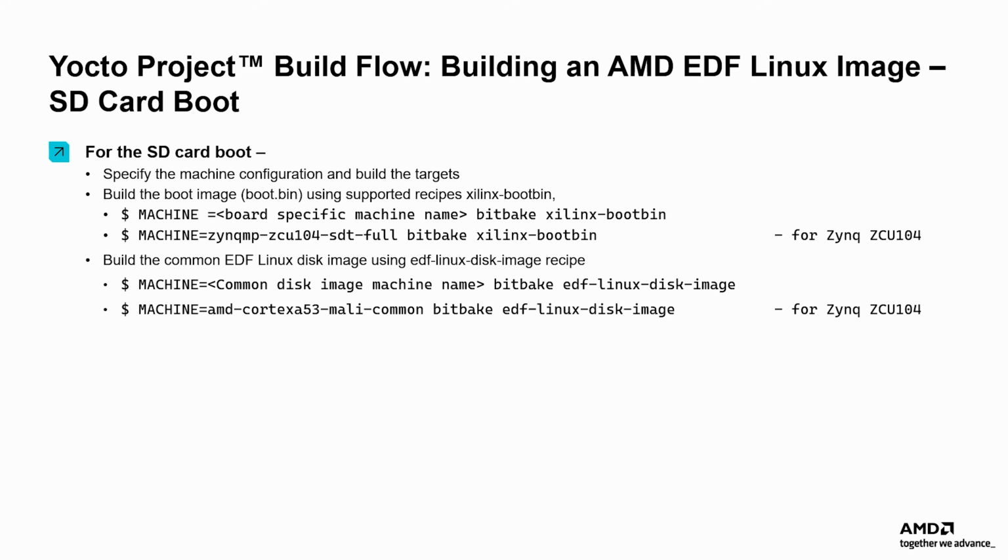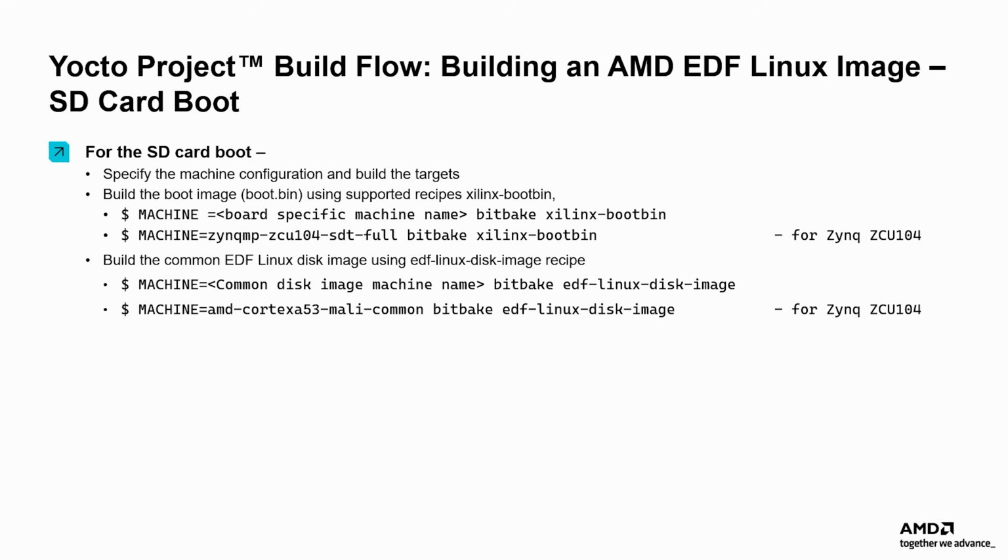Begin by building the required targets. The first target is the boot image as boot.bin, using supported recipes such as xilinx-bootbin, depending on the machine. By setting the machine variable to the board-specific name and running bitbake, the recipe automatically generates boot.bin. For example, on the ZCU104 board, this produces the correct boot firmware.